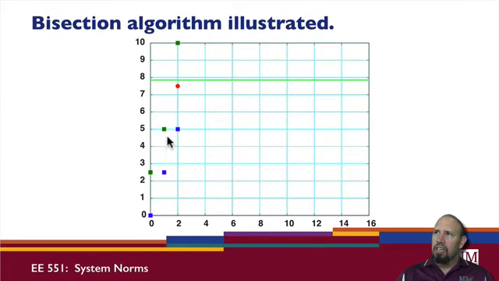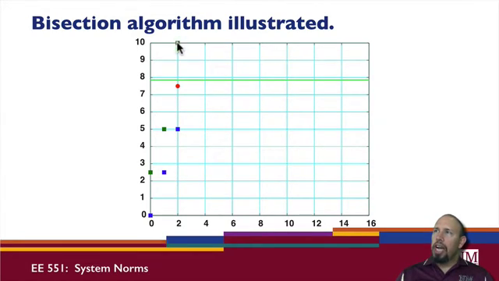So now we have this region of uncertainty. We go through and plug this value of gamma into our Hamiltonian matrix. We check the eigenvalues. Because this value is below the actual H infinity norm, we know that this is still not an upper bound, so we double it. Okay, and this becomes our new lower bound, and our upper bound is there.